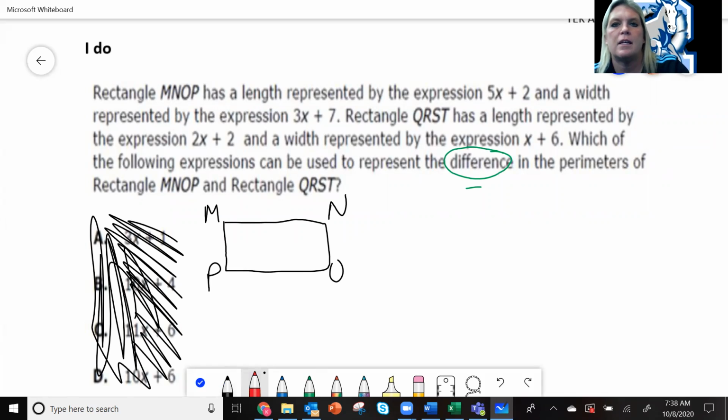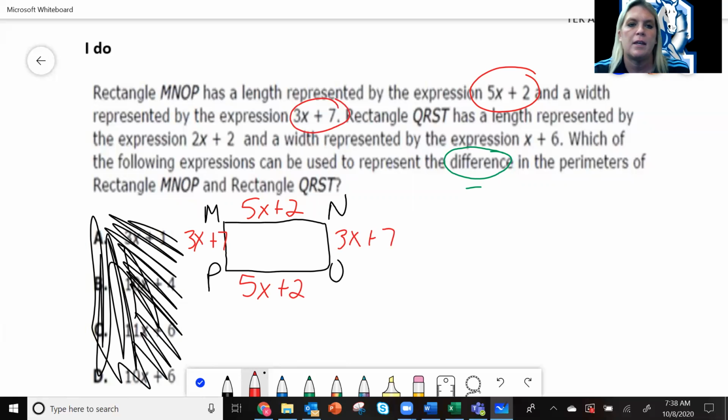Well, it says that the length is 5x plus 2, so I'll put 5x plus 2 here. And if the top side is that, so is the bottom. Then it says it has a width of 3x plus 7. So on the left is 3x plus 7, and on the right is 3x plus 7. Now that we have that, let's find the perimeter.